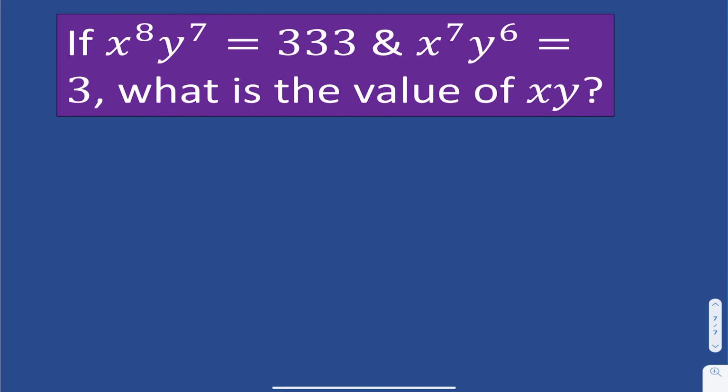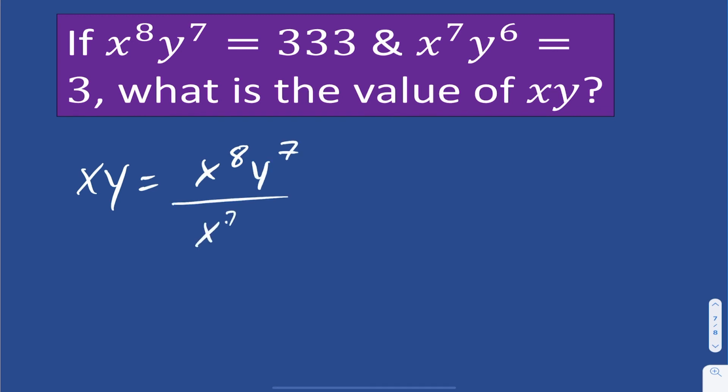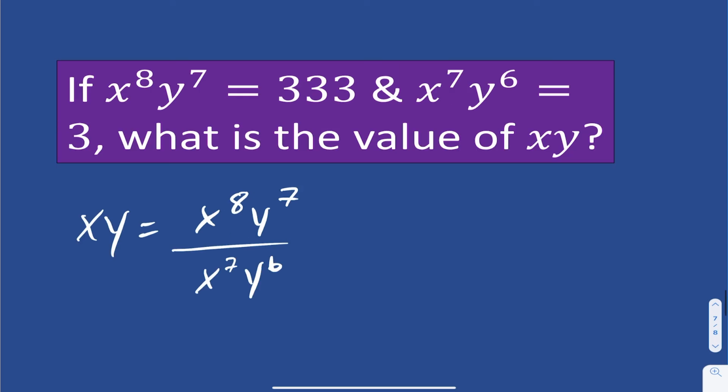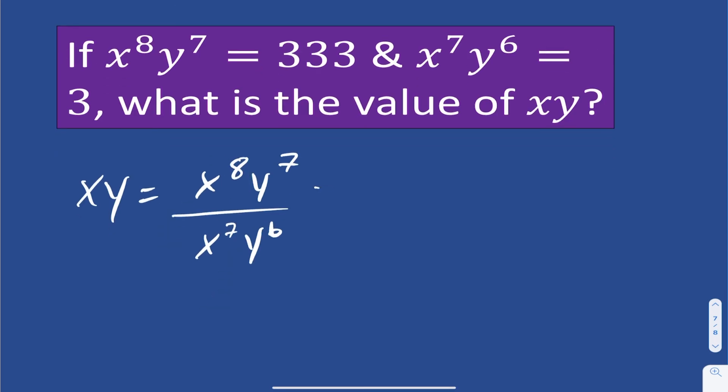So for this one here, we want to find the value of xy. Same sort of trick. Notice that x times y is just equal to x to the 8 times y to the 7 over x to the 7 times y to the 6, right? Because when you divide with the same base, you subtract the exponents. But I know that this is going to equal 333 divided by 3, which is 111.